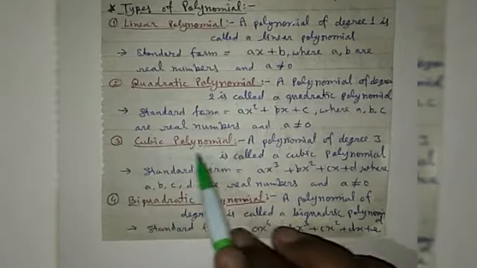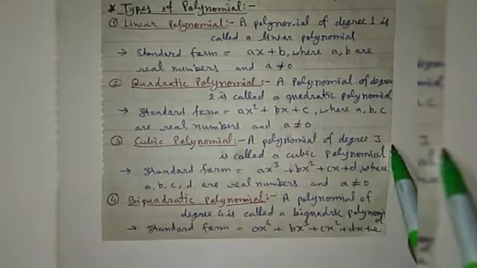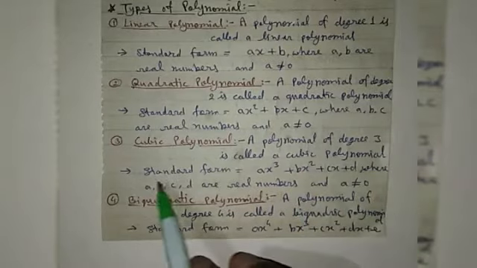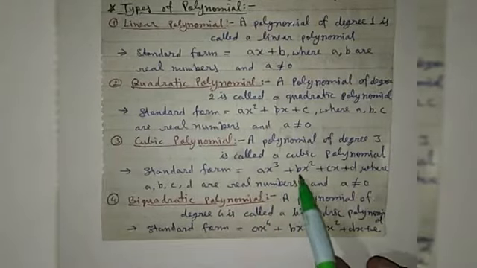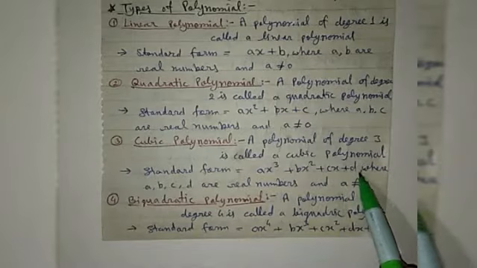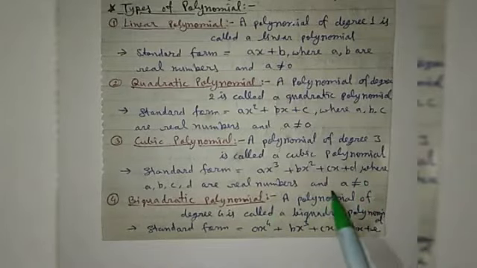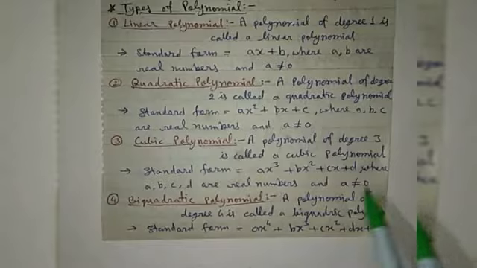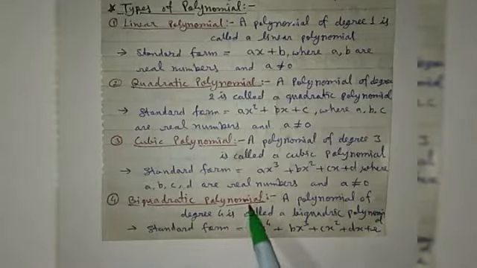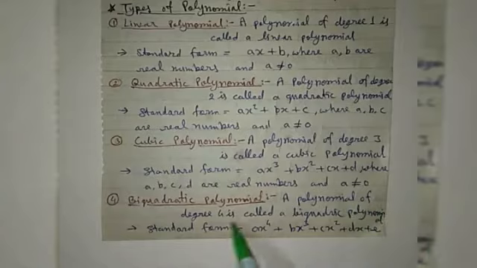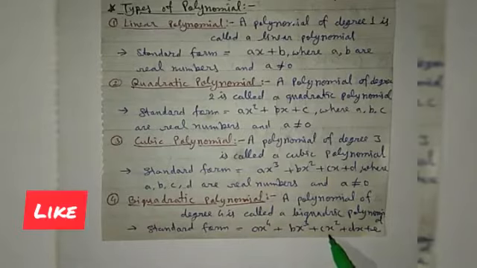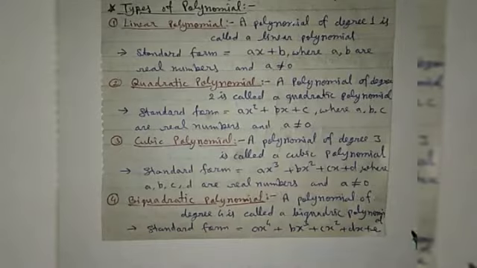The third type is cubic polynomial. A polynomial of degree 3 is called a cubic polynomial. Its standard form is ax^3 plus bx^2 plus cx plus d, where a, b, c, d are real numbers and a is not equal to 0. Similarly, biquadratic polynomial means a polynomial of degree 4. Its standard form is ax^4 plus bx^3 plus cx^2 plus dx plus e, where a, b, c, d, e are the constants. So it is a biquadratic polynomial.